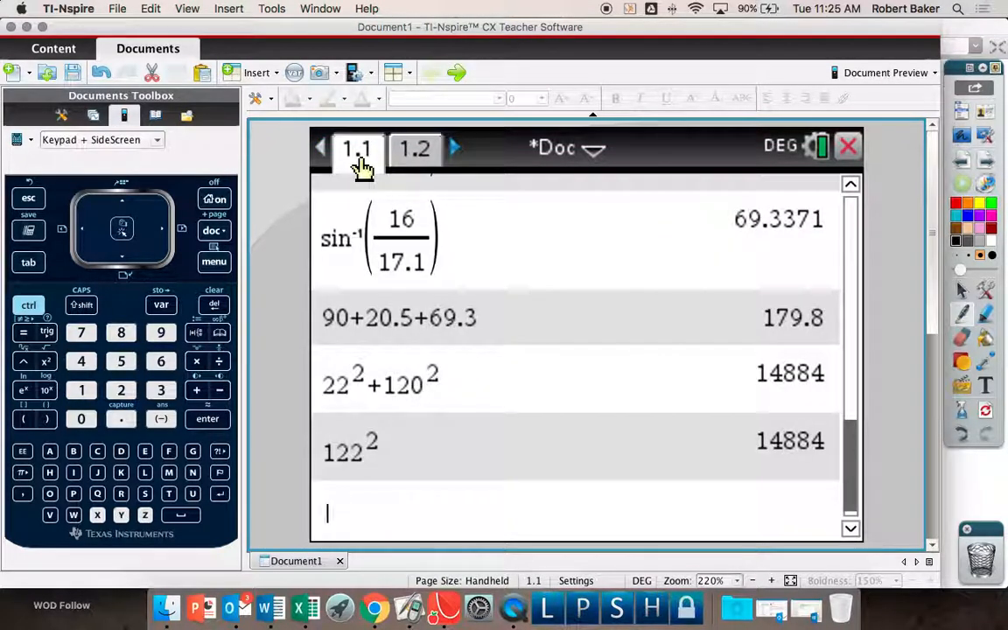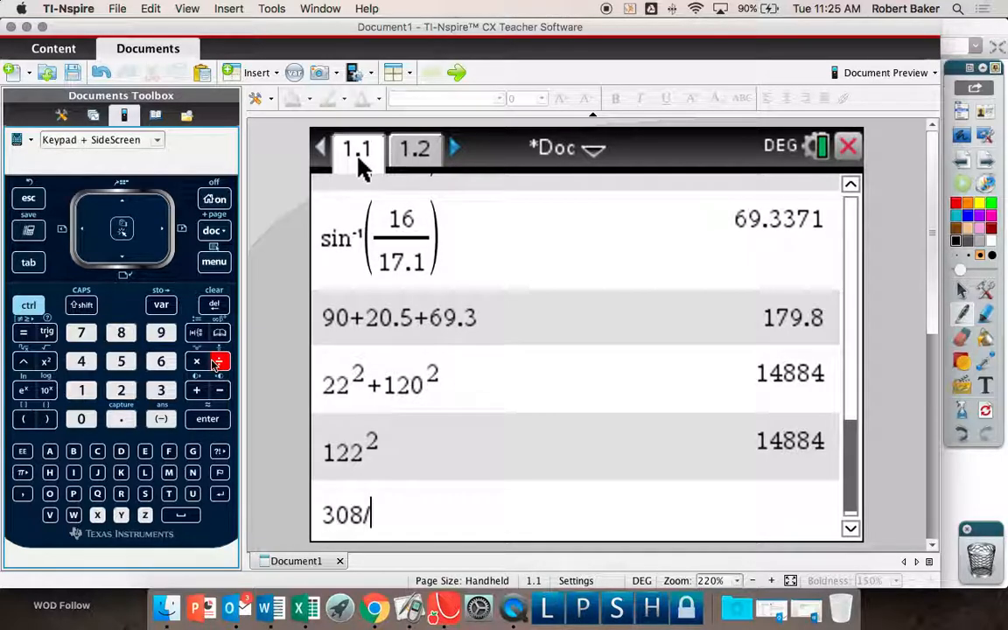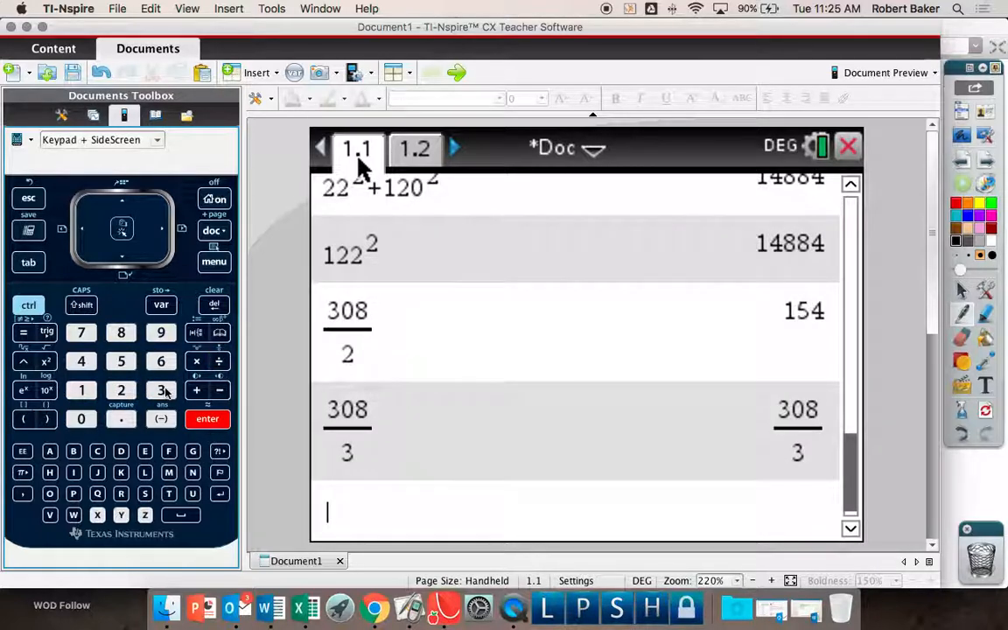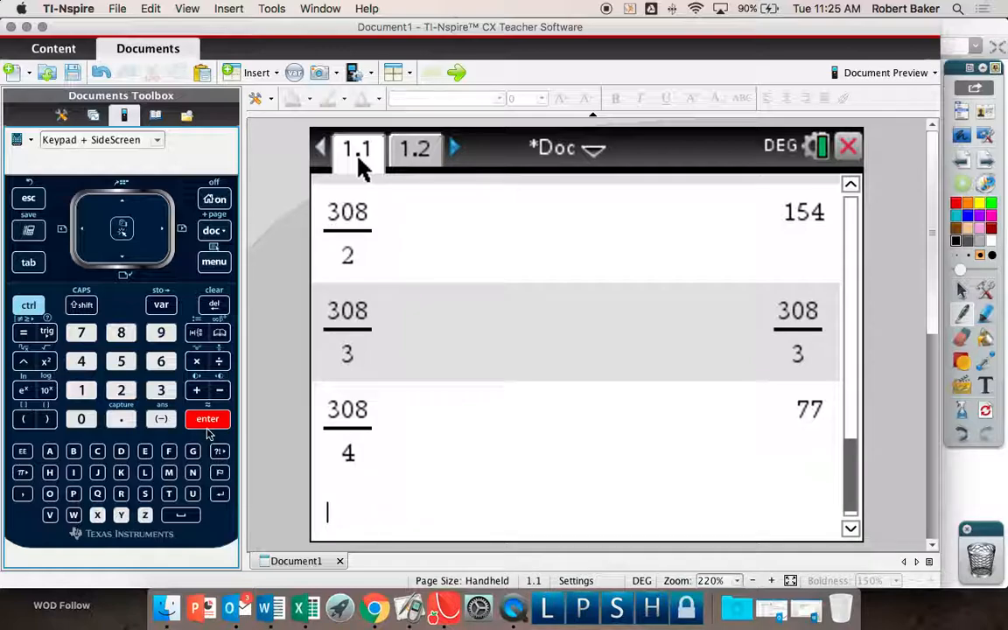I just take my number divided by 2. Not a perfect square. Divided by 3. No. Well, boom. So divide by 1, 2, 3, 4, which 4 is a perfect square, 77 is not. Sometimes it happens quick, sometimes it doesn't happen very fast. Either way, it's guess or check.